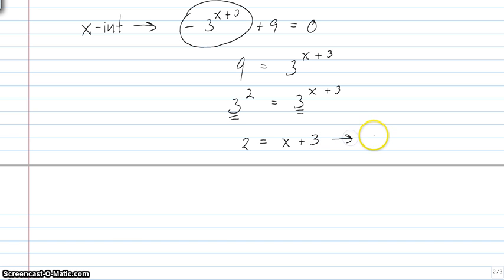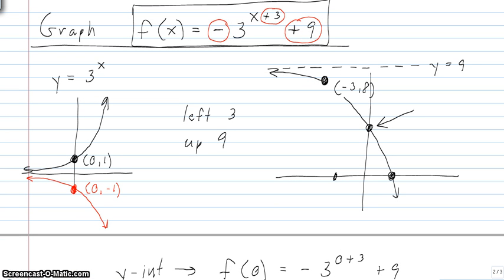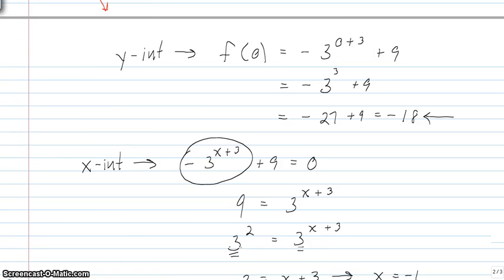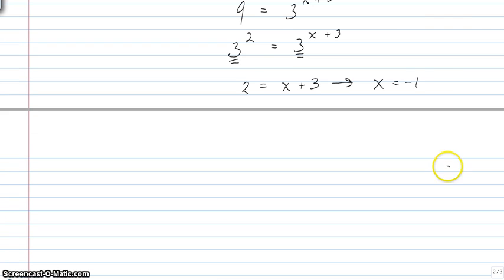So x is -1. Again, my original sketch was not very well done because I didn't know exactly where the x and y intercepts were. So it's going to look quite a bit different than this. This gave me the general shape, but it didn't give me a precise graph. So now that I know where I hit the y-axis and where I hit the x-axis, I can get a much nicer graph.